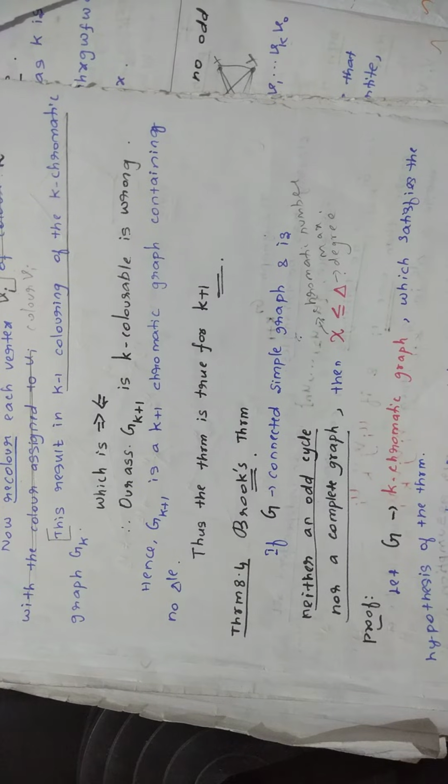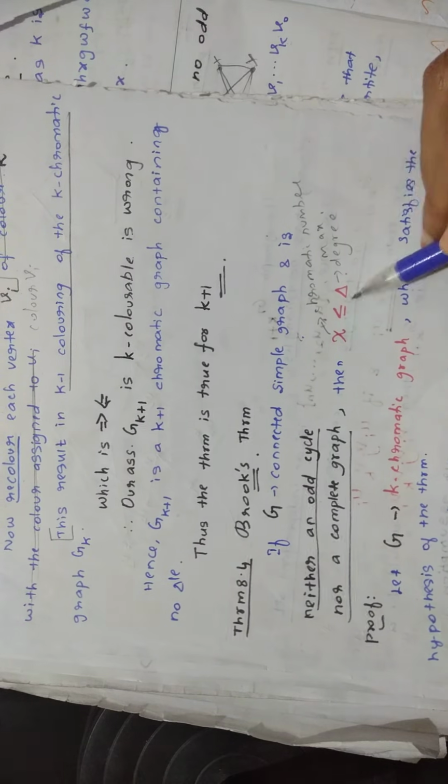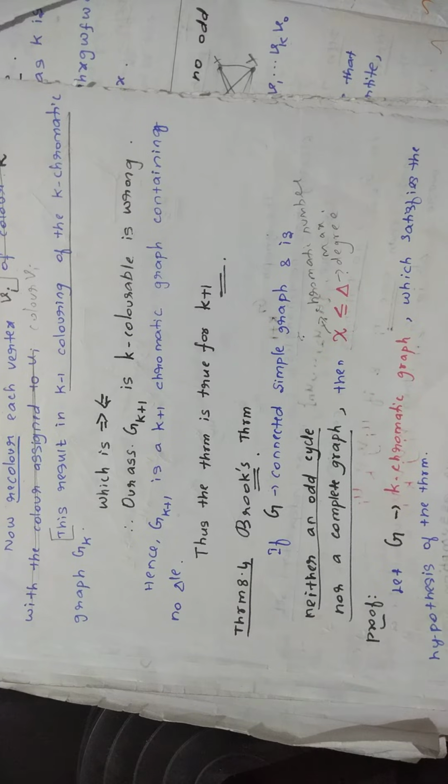Chi means chromatic number of a graph. Chromatic number means what? You will color the graph with the minimum colors. That is called chromatic number usually. So here you have to prove chi less than or equal to delta. Delta means maximum degree of that graph. Is that clear? Okay, this is what we have to prove.